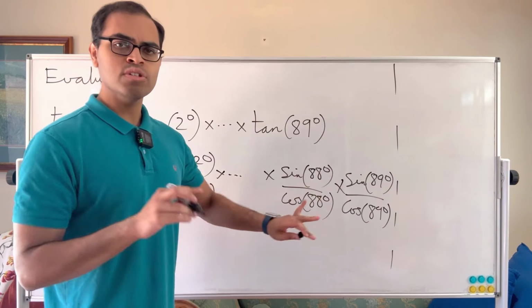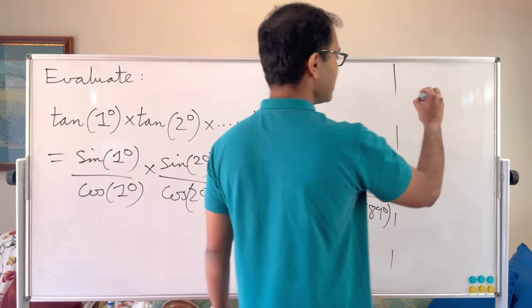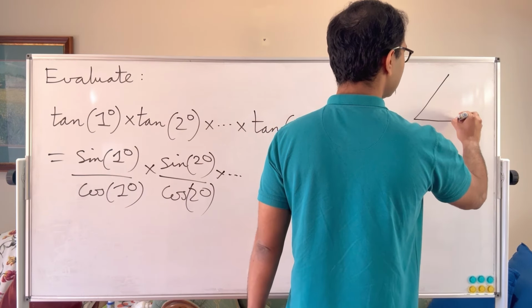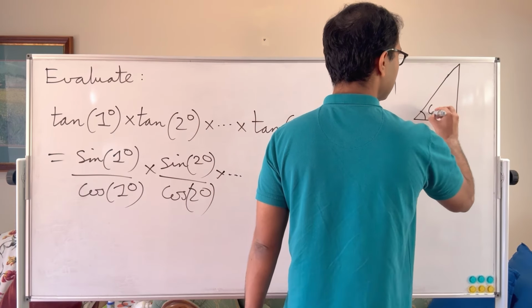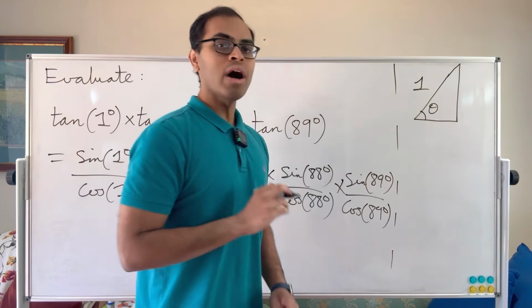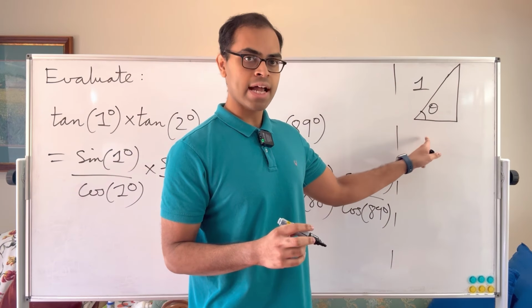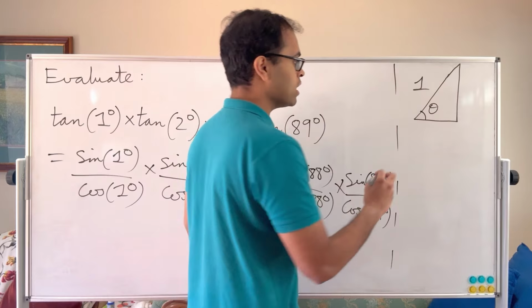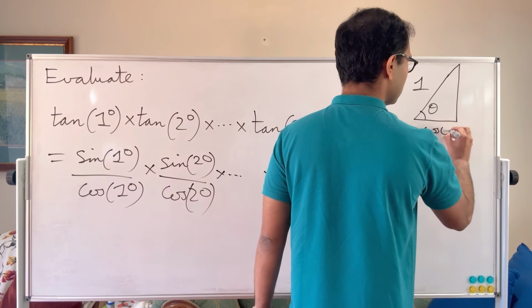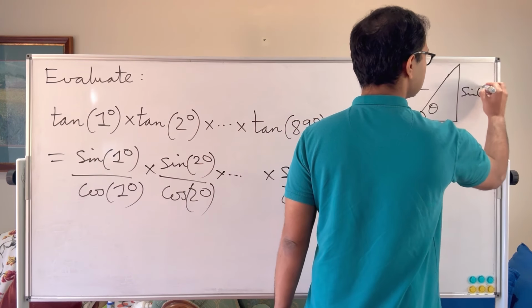So now what we're going to do is draw a right triangle. Okay, so a right triangle is going to be really fun. We're going to draw this nice little right triangle here. Theta degrees, hypotenuse is 1. What is cosine and sine? Cosine is the adjacent side, sine is the opposite side. So the adjacent side to the angle is cosine theta, and the opposite side is sine theta.